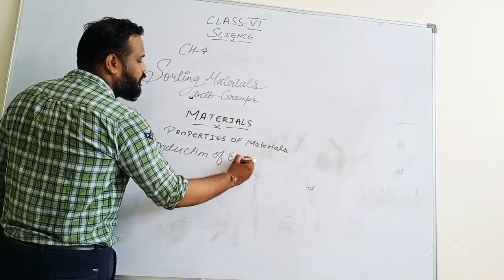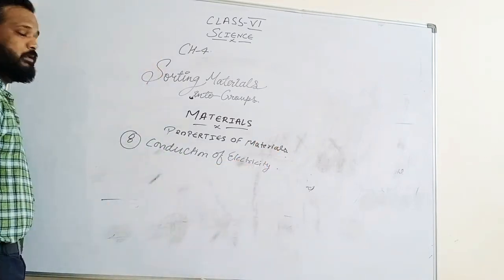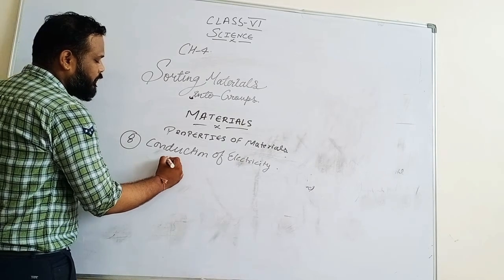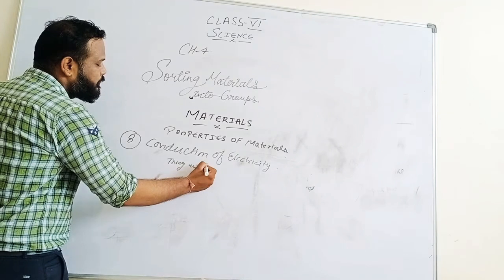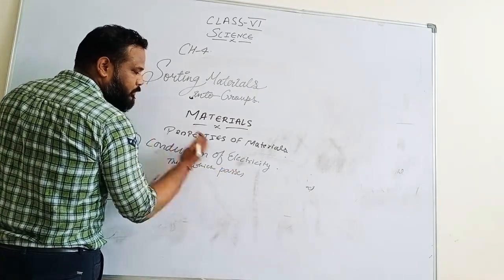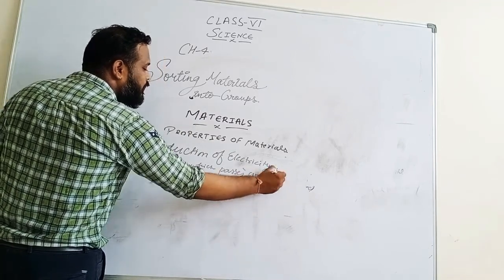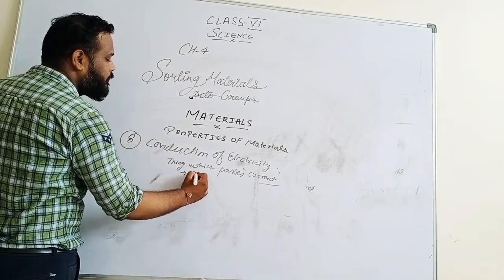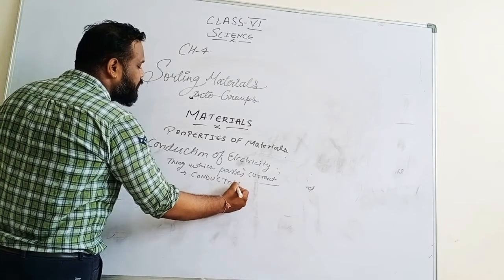Now the second is conduction of electricity. For electricity, it is compulsory to have free charge to move. It is of two types. Number one, things through which the current can pass, what do we call them, students? We call them conductors.